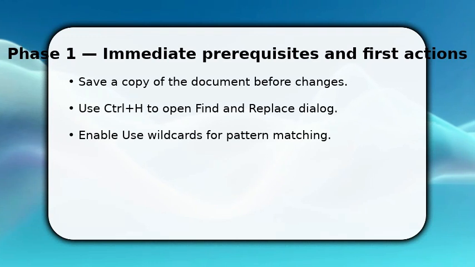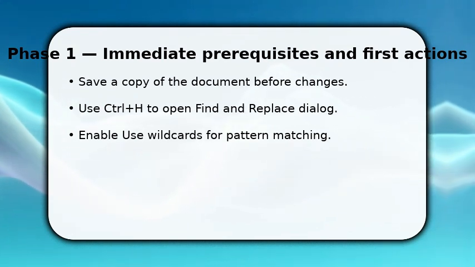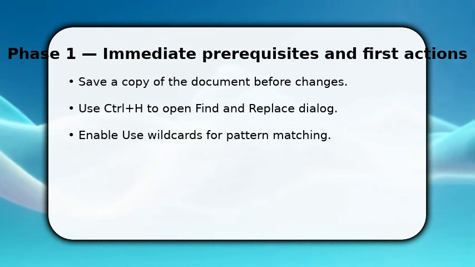You start by saving a copy, because this method alters text in bulk and you want a safe rollback. Once saved, open the document and press Ctrl+H to open Find and Replace. Make sure Use Wildcards is checked in Options.